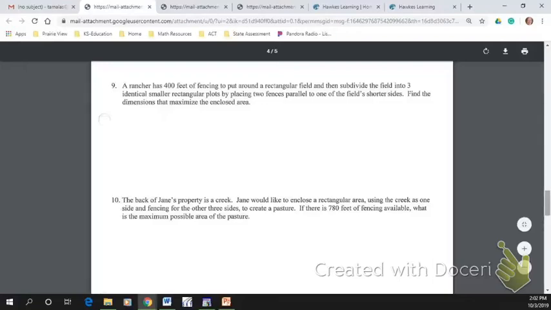You had to split it up so that you had 2 pens. This one you have to split up so that you have 3 pens. Yeah. Okay?